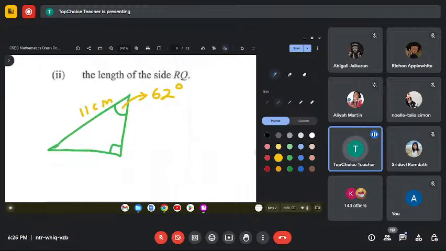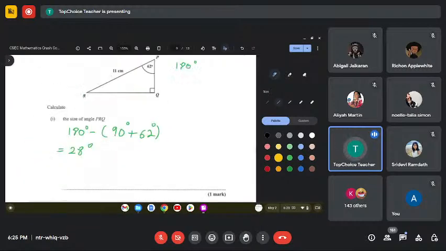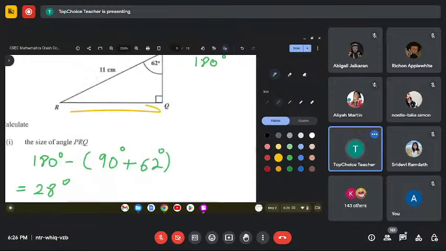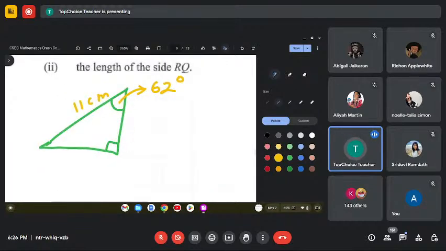What we want to do is find the length of the side RQ. Where would RQ be? RQ is the bottom of this triangle here. So that is what we want to find. We want to find this missing side down here. Okay? I'm going to call that side X.